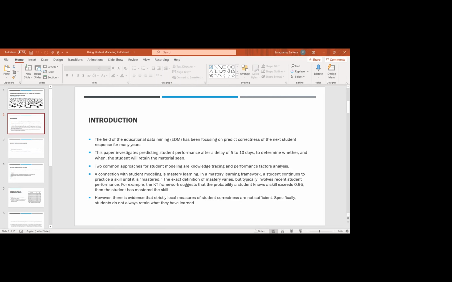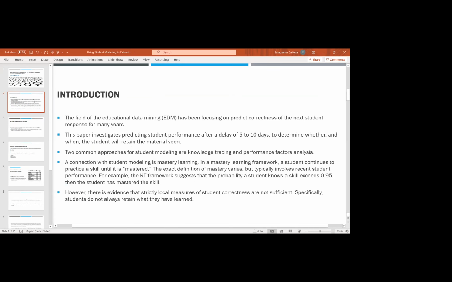A connection with student modeling is mastery learning. In the mastery learning framework, the student continues to practice a skill until he has mastered it. What exactly that means varies, but it typically involves recent student performance. For example, knowledge tracing suggests that if the probability of the student knowing the skill exceeds 0.95, then it is called mastery. It is also evident that local measures of student correctness are not sufficient, as students do not always retain what they have learned. So this is all about the introduction.